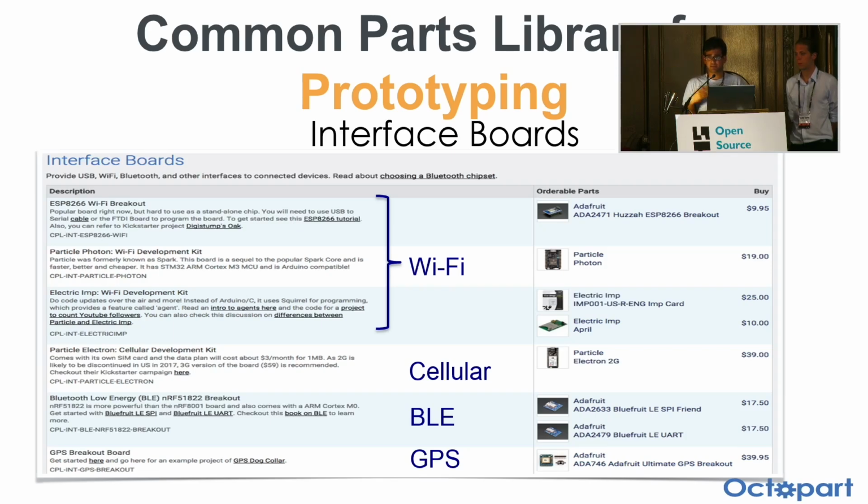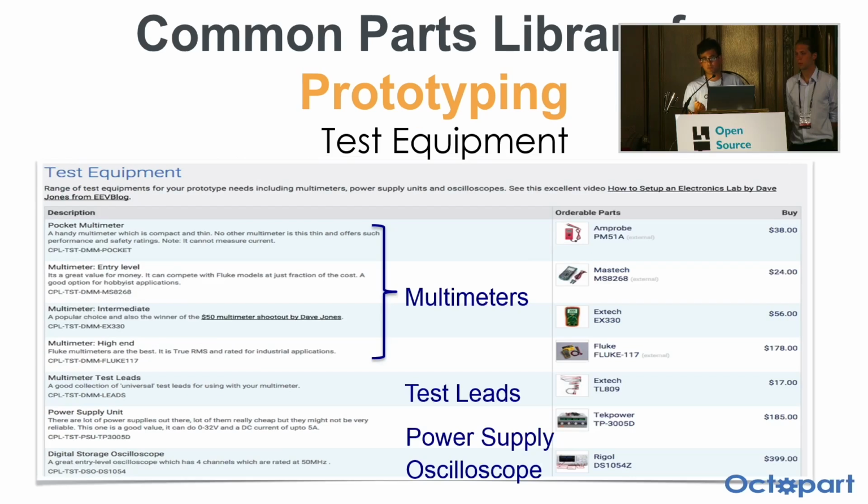The next example, similar to the interface boards, is test equipment. And this is, again, a big pain point for many people: what's a good multimeter to get for my lab, or what's the power supply or the oscilloscope. So here you will find 4 multimeters. It was a very tough decision to choose, but you will find 4 of them here, and they are for different budgets. If you are free on budget, you could choose the one from Fluke. But if you are low on budget, you can choose the one from Mastech. And the same thing goes with power supply and oscilloscope.